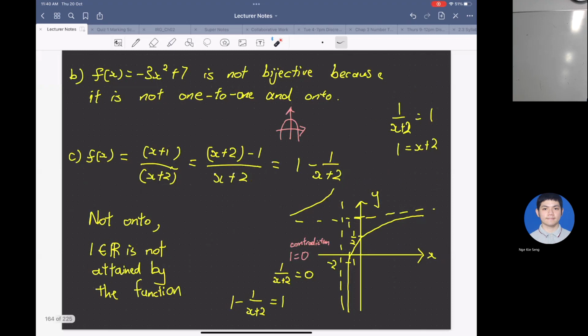Okay, next. So minus x squared plus 7, you already see that this is a variant of x squared, so it's not 1-to-1 and not onto. You can find 2 points that give the same number. And then it's not onto. C is not onto because there's an asymptote here. No one can reach the 1. If you show it algebraically, you can also set the function to be 1 and then find the pre-image, but you get a contradiction.